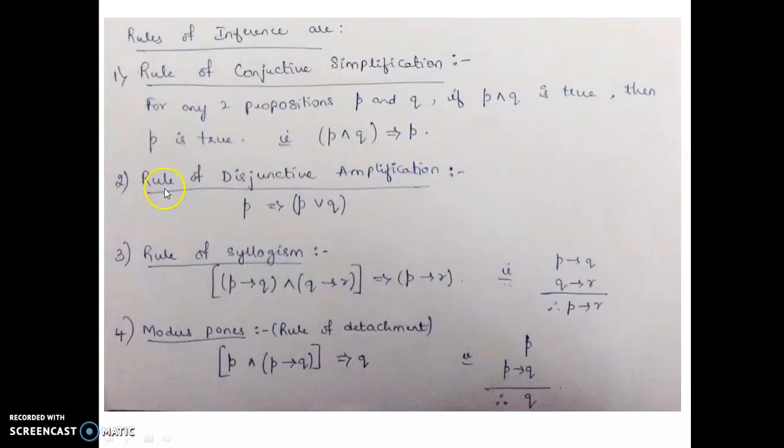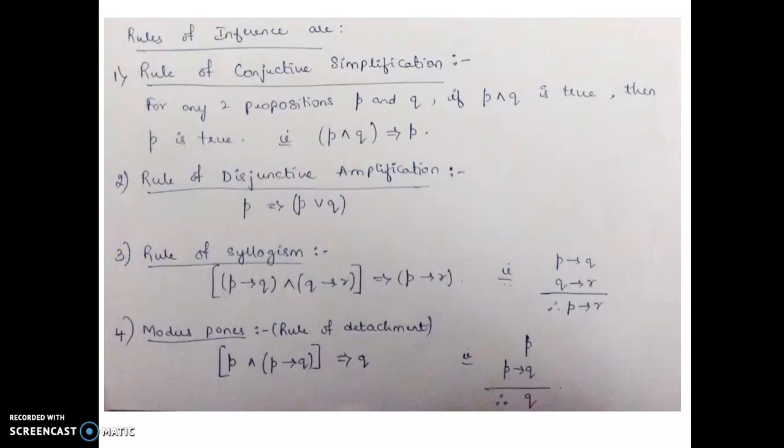The second one, the rule of disjunctive amplification. The rule of disjunctive amplification says that P implies P or Q. So whenever, while simplifying, we come across such a case, that is P or Q, we can straightforwardly write it as P itself. That is, the OR operation will give us P itself.